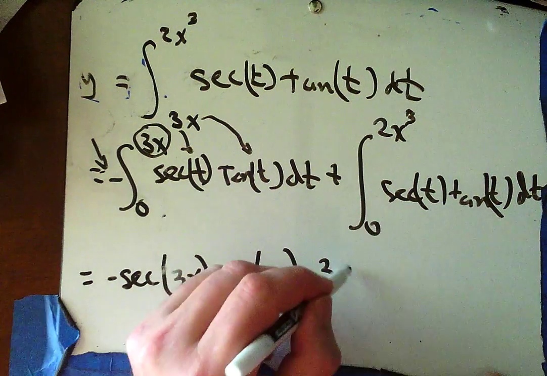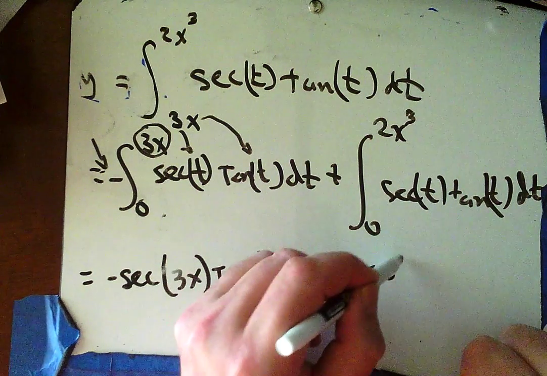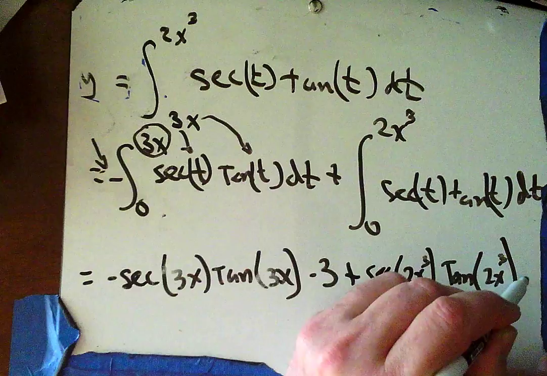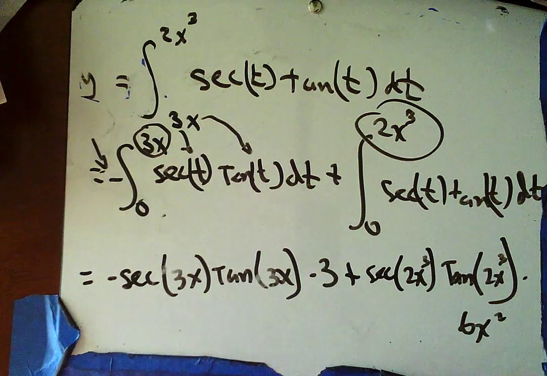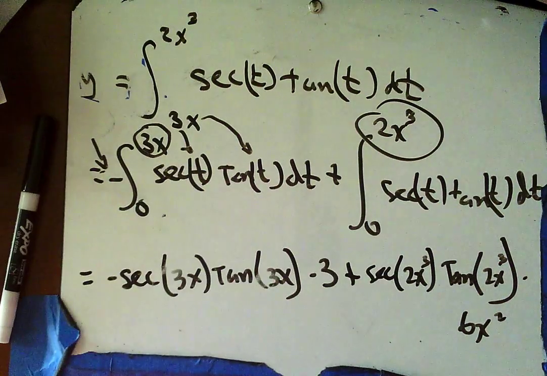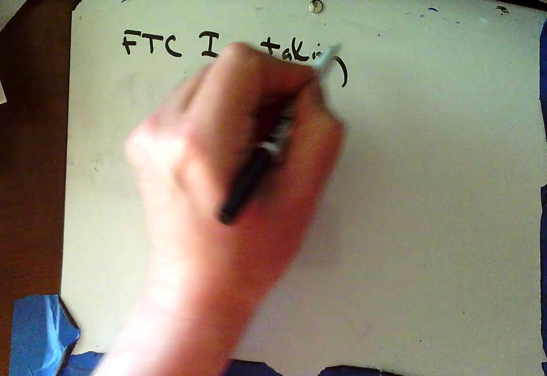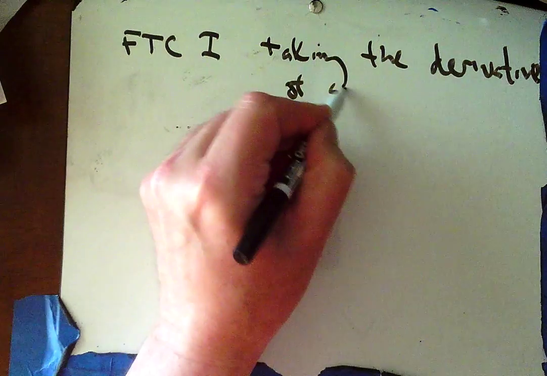And we still have a plus sign, and we're taking another derivative here. So when I do, it's going to be secant 2x cubed, tangent 2x cubed, times the derivative of that inside function, 6x squared. All right. So please make sure you're comfortable with using FTC Part 1. Remember, FTC Part 1, Fundamental Theorem of Calculus Part 1, is all about taking the derivative of an integral.